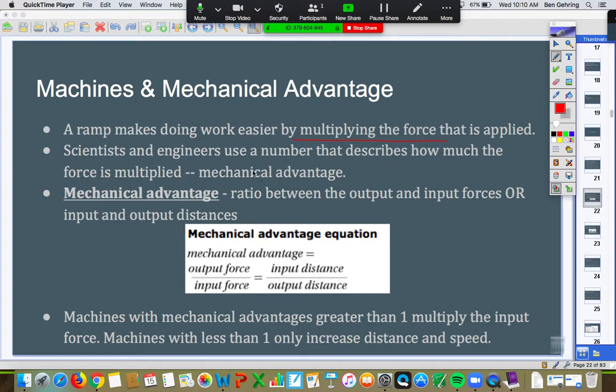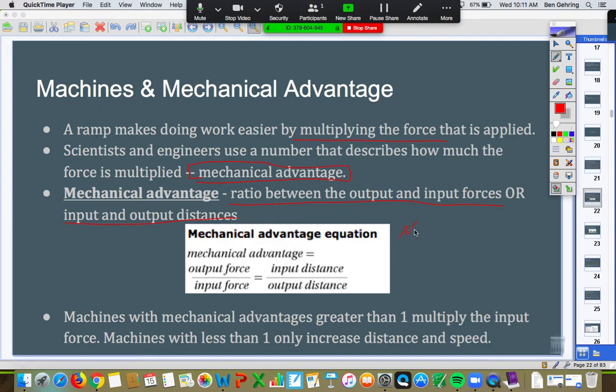Scientists and engineers use a number that describes how much the force is multiplied. This is called the mechanical advantage. This is what we're going to calculate on these different machines. It's the ratio between the output force and the input force, or the input distance and the output distance. So you need both of these equations here.